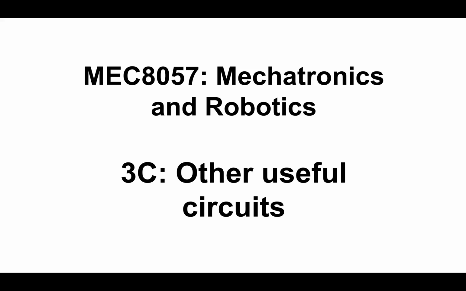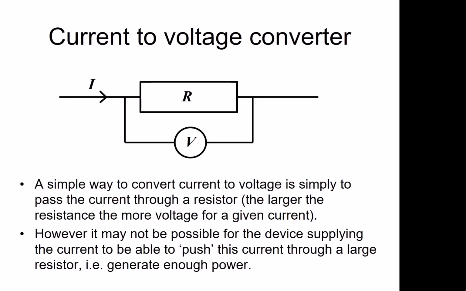In this video, we'll look at some other op-amp circuits that you may find useful. Our first circuit will be a current to voltage converter. If we want to measure a current, then ultimately we need to convert this into a voltage which we can then feed into a microcontroller or a computer.